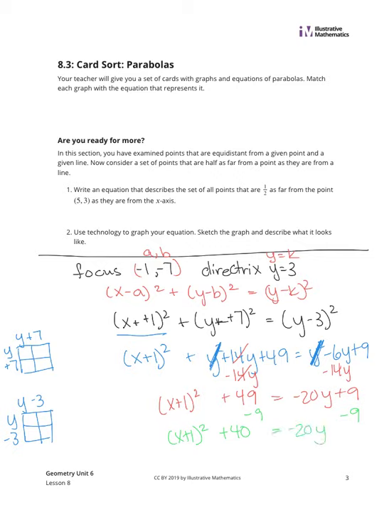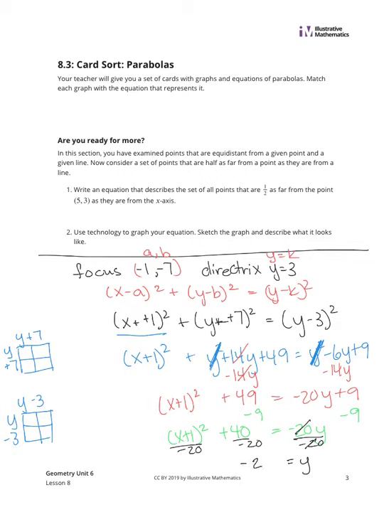And so now, again, I'm trying to get my y term by itself. I've got -20 times y. So I'm going to divide every single term by -20. The -20s cancel, and I get y, which I wanted. I wanted y all by itself. 40 divided by -20 is -2.